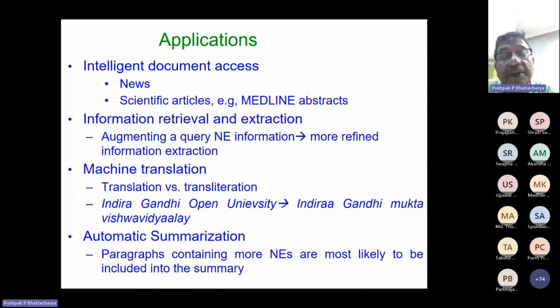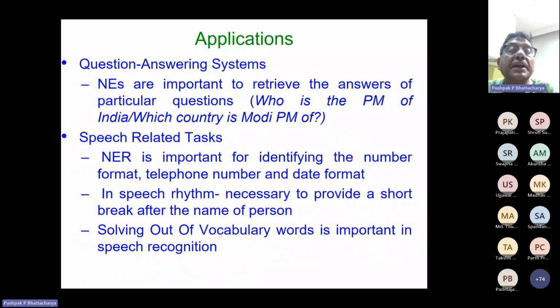So sentences containing named entities are very likely to be included in the summary. That's an important language property which needs to be kept in mind. In question answering systems, named entities are important to retrieve the answer. Who is the Prime Minister of India? Which country is Modi PM of? These target named entities.